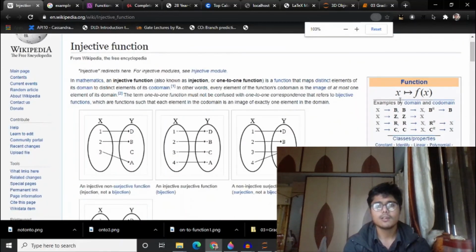Actually these are concepts of discrete mathematics. It is not essential that you must know these types, but for your understanding I have explained these types to you, guys.